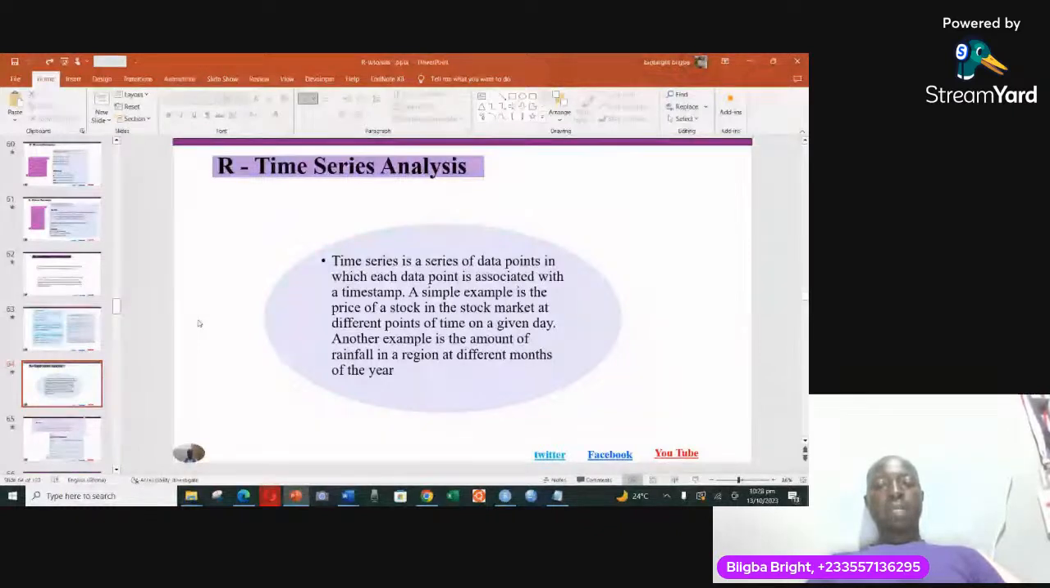I say time series is a series of data points in which each data point is associated with a timestamp. A simple example is the price of a stock in the stock market at different points of time on a given day. Another example is the amount of rainfall in a region at different months of the year. For instance, in Ghana, we have two seasons. We have the major season and we have the minor season. We can look at rainfall patterns at different places in Ghana, and then it allows us to plan our agricultural output.